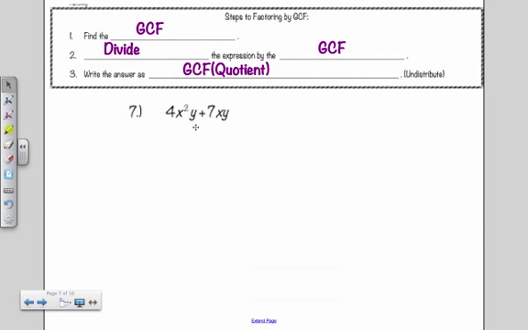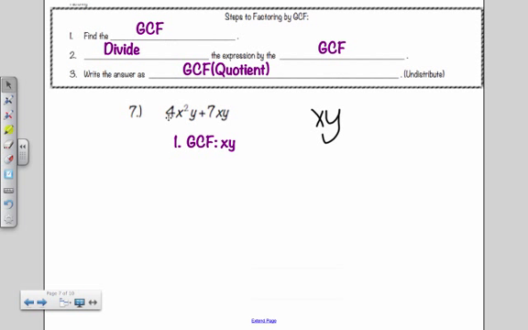Step number 1, find the GCF. So I'm going to look at my coefficients, 4 and 7. Now here's a tricky question. 4 and 7, the only common factor that they have is 1. So my GCF so far is just going to be 1. Now I'm going to look at my variables, and I've got x to the second power and x to the first power. So my lowest exponent is x to the first power. And then I'm going to look at my y's. I've got y to the first. So my GCF is just plain and simply xy.